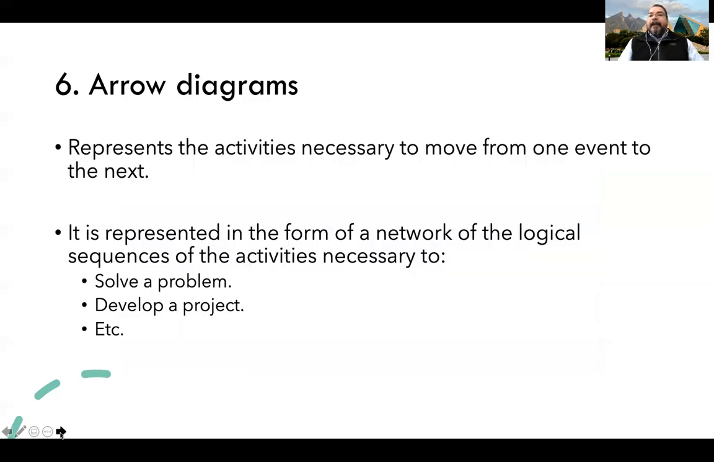The final tool that we are going to see today is the arrow diagrams. It represents the activities necessary to move from one event to the next, for example, the activities needed to solve a problem. It is represented in the form of a network of the logical sequence of the activities necessary to solve a problem, develop a project, etc.